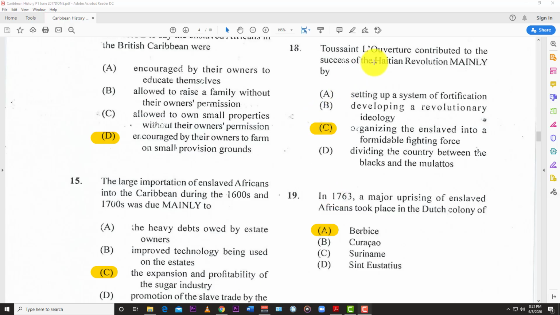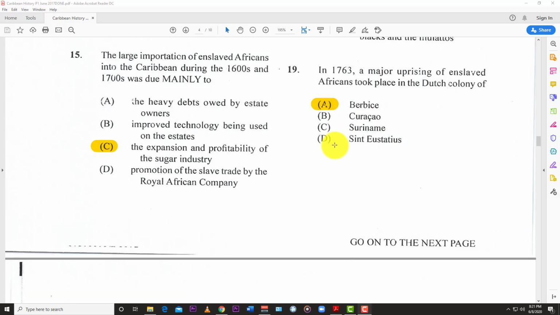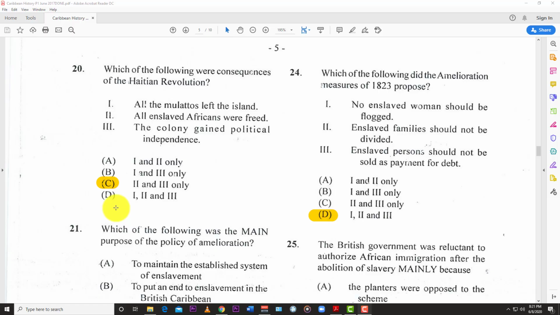Number 18, Toussaint Louverture contributed to the success of the Haitian Revolution mainly by C, organizing the enslaved into a formidable fighting force. Number 19, in 1763, a major uprising of enslaved Africans took place in the Dutch colony of A, Berbice, the Berbice Rebellion. Number 20, which of the following were consequences of the Haitian Revolution? And we have some options here. 1, all mulattoes left the island. 2, all enslaved Africans were freed. 3, the colony gained political independence. And so the answer here is 2 and 3, which is C. All enslaved Africans were freed and the colony gained political independence.